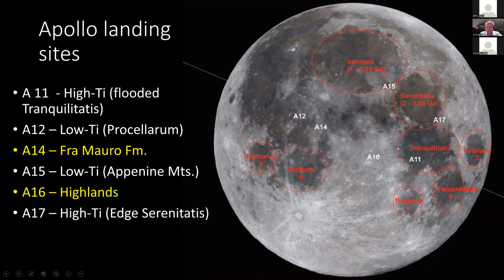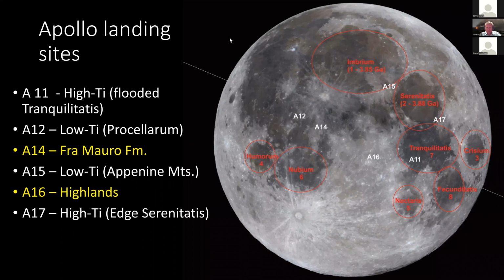The point is I'm going to be talking about two sites that are clearly in impact-rich material. So the first, the Apollo 14 site, which is in the Fra Mauro Formation shown here, which is clearly a very important impact formation. And then the Apollo 16 site, which is on the Highlands and has been a witness plate for impact processes on the moon for at least 4.3 billion years.